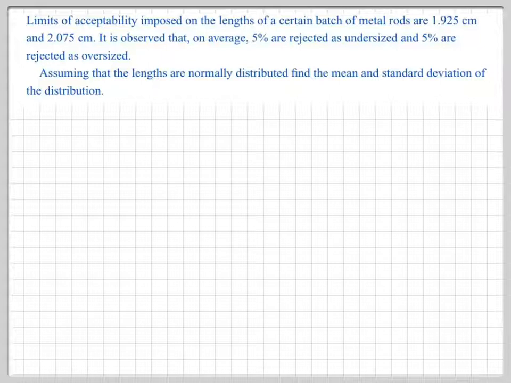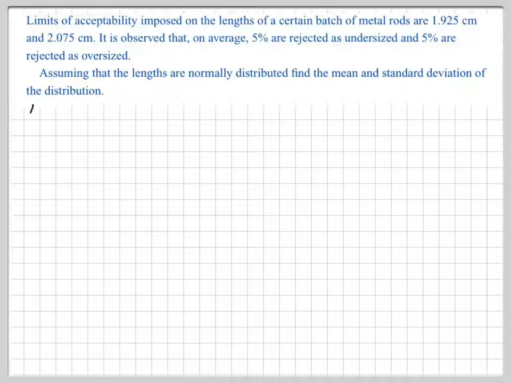Well, let's have another look at this knotty question. It seems that the limit of acceptability on the low side would be 1.925, and anything less than that falls into the 5% that are rejected as undersized. And anything more than 2.075 must fall into the 5% oversized bracket, I'd say. Would you agree with me? See, they're not telling us the mean or the standard deviation. We've got to find that, okay?